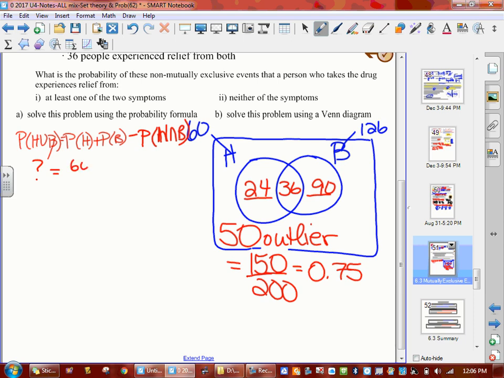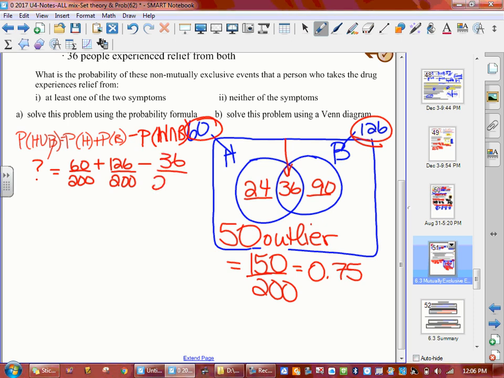Probability of a headache is 60 out of 200. So 60 out of 200 experience relief. Those are our big totals here. Backache is 126 out of 200, which is our total here. Then we have 36 that experienced both. We always have to take and subtract our outlier. So we've got 36 over 200. This is going to give us a total of 150 over 200, which is equal to our 0.75, which is what we got over there with our Venn diagram. So 75% of the people receive.